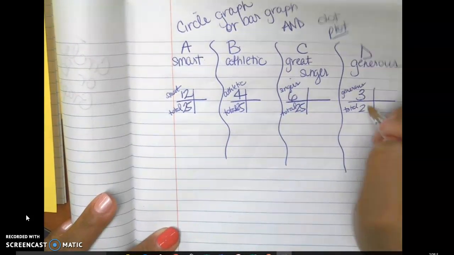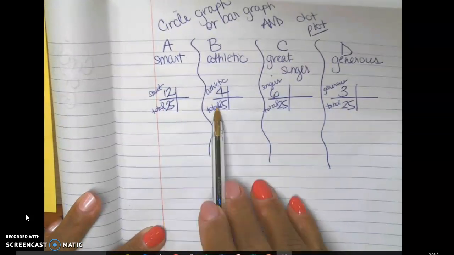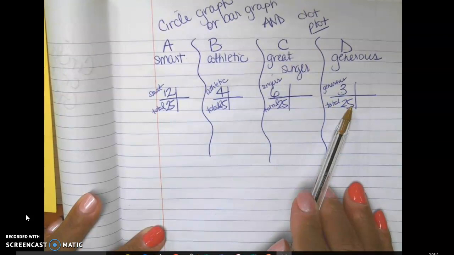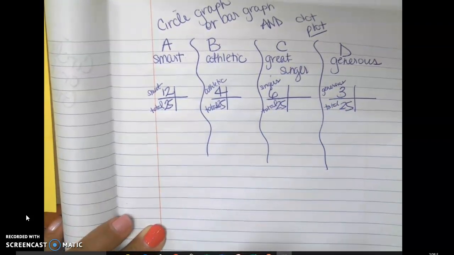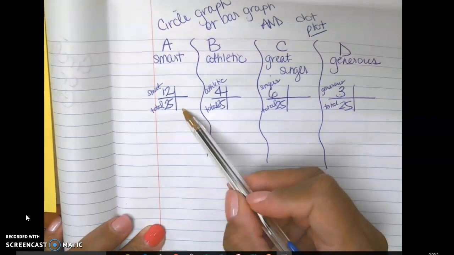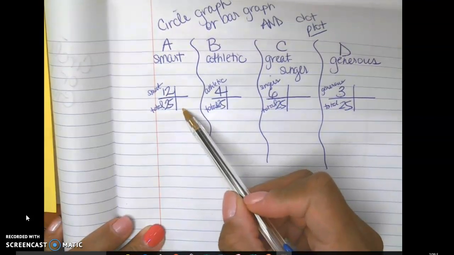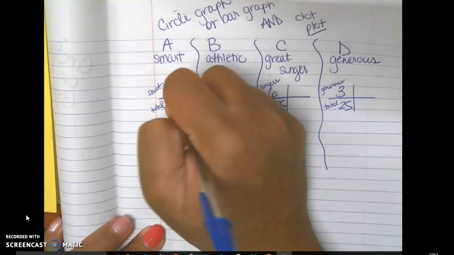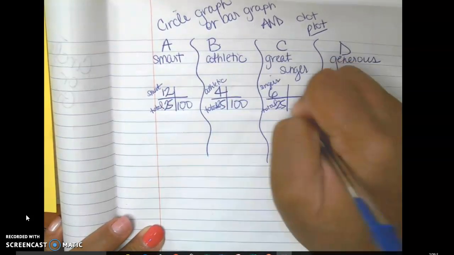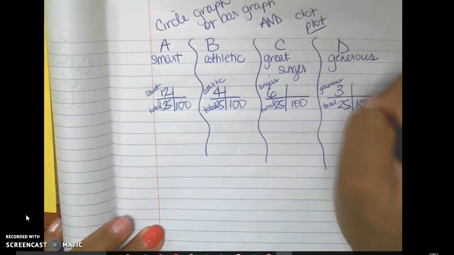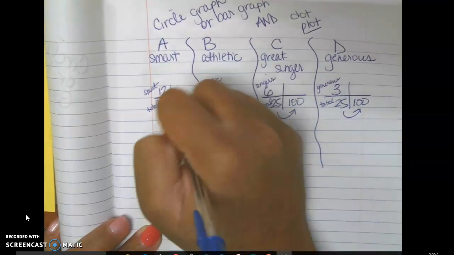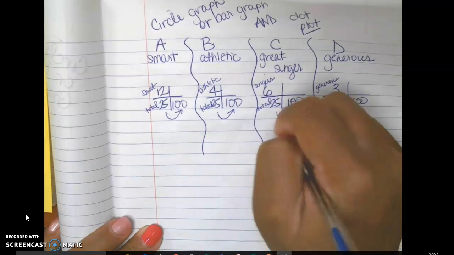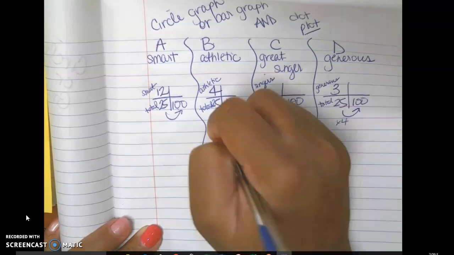Make your proportions look better than mine so your numbers aren't running into your words like this. But since I'm making a proportion and I want to determine the percentage, what needs to go over here? 100. It's not even going to be X. I'm going to put a number there. How do I get from 25 to 100? Times 4. And whatever I do to the bottom.